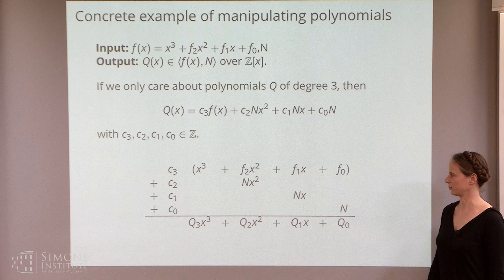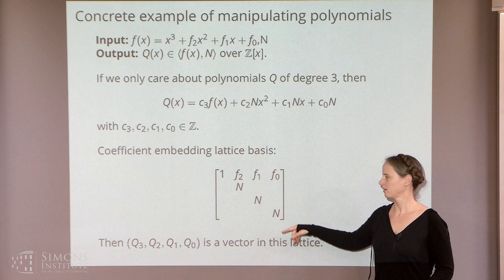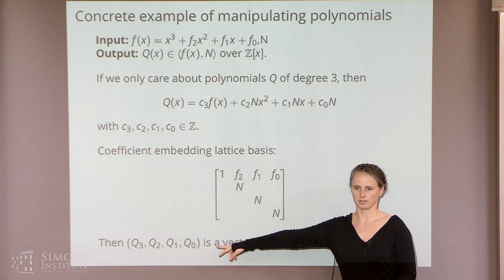I'm being super literal about this, because what we're actually going to do is look at the coefficient embedding of this as a lattice basis. And so we can write down this simple-looking lattice basis. And then we know that the coefficient vector of our desired polynomial is a vector in this lattice.